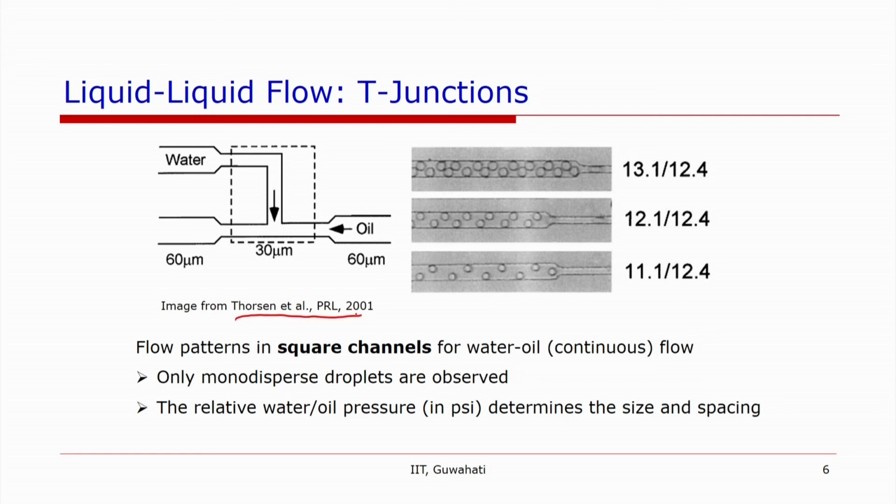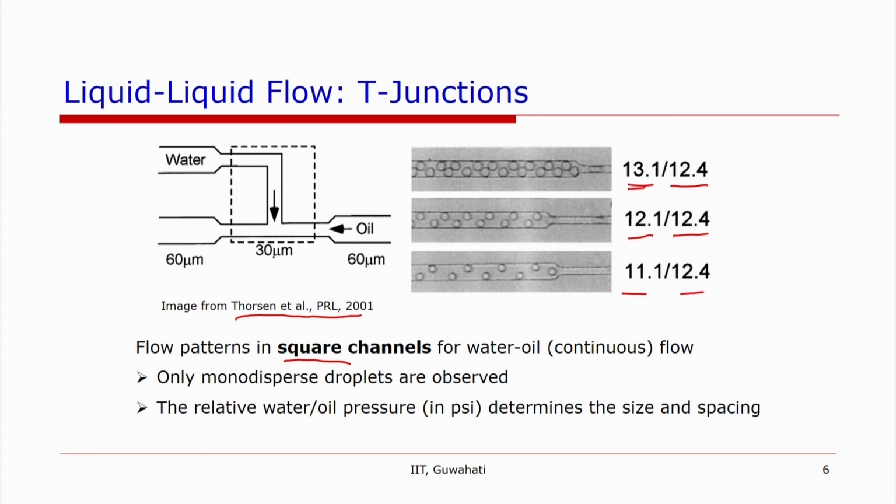Okay. Then another work is due to Thorsen et al. They have looked at the flow regimes in a square channel of 60 by 60, and again it is a cross flow type of configuration. They have looked at square channels as well as circular channels. So in the square channel, what they have specified are the pressures for the two phases, and these numbers are in psi.